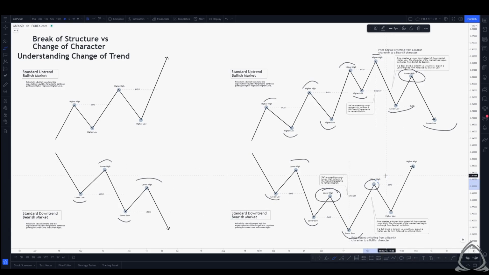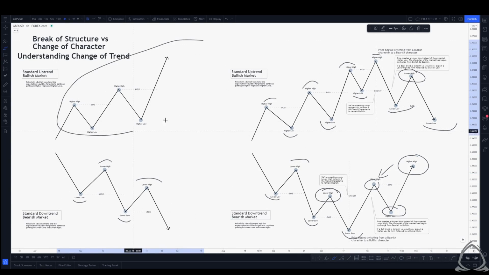Again, though, we haven't actually confirmed that price is in fact moving bullish. The only way we can truly confirm that the trend has switched to bullish is we need to see price print a higher low and move to the upside, breaking the previous higher high to form a second higher high. Once we see that, we then enter the same framework of higher highs and higher lows.